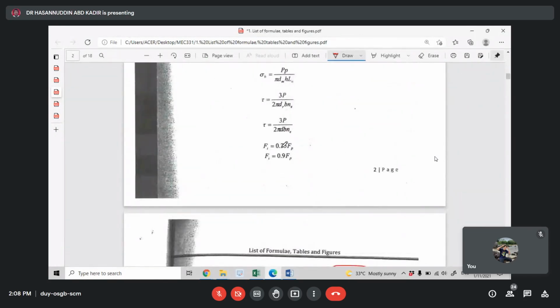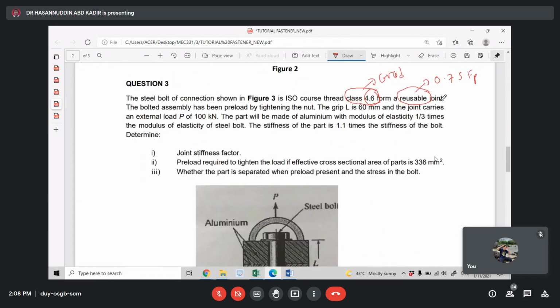What is the meaning of 0.5? Ada reusable ke permanent? 0.9 is for permanent dan 0.75 is for reusable. Okay, reusable joint. So the bolted assembly has been preloaded by tightening the nut. The grip length, where they give you the value of L. So where you put the L here, basically on your KB or KP to find the C.